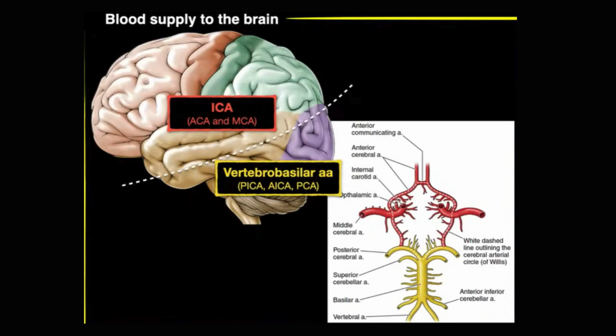Now, this is the last slide, a summary of the blood supply to the brain. So, you have the internal carotid artery, which branches into the anterior cerebral artery and middle cerebral artery, and then you've got the posterior circulation of the brain, which branches from the vertebrobasilar arteries, such as the posterior inferior cerebellar artery, anterior inferior cerebellar artery, and the posterior cerebral artery. And that is the entire blood supply of the brain.